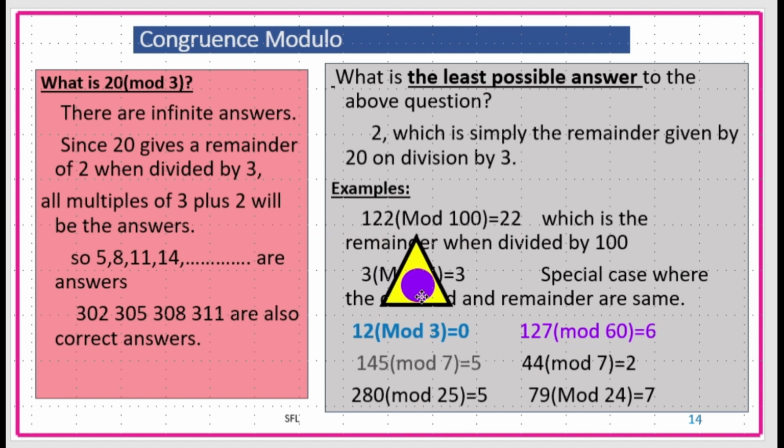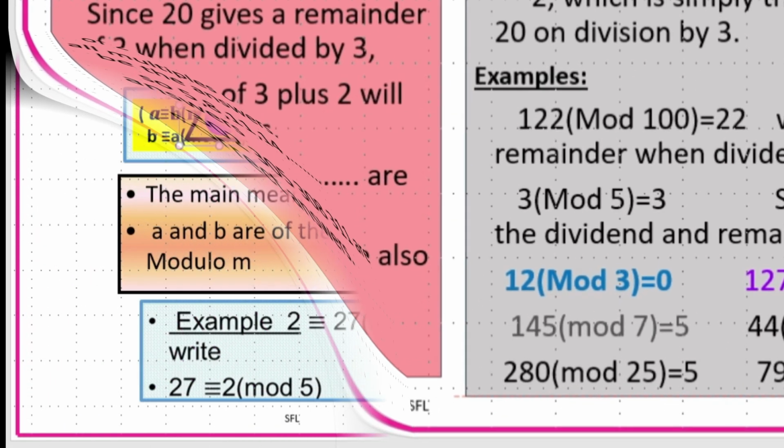Examples: 122 mod 100 equals 22, which is the remainder when divided by 100. 3 mod 5, the remainder is 3. Special case where the dividend and remainder are the same. 12 mod 3 is 0. 127 mod 60 is 7. 79 mod 24 equals 7.